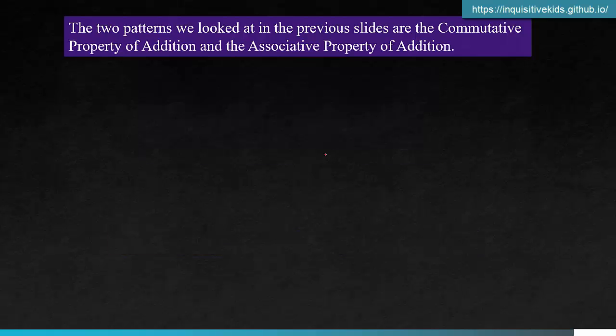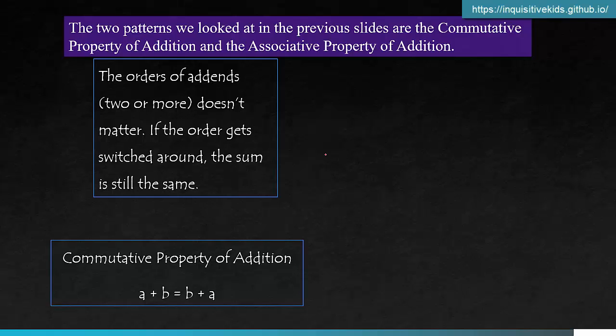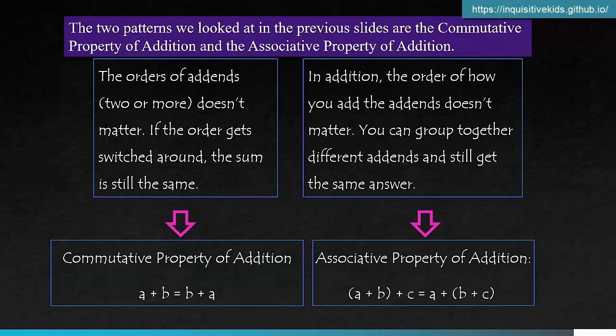The two patterns we looked at in the previous slides are the commutative property of addition and the associative property of addition. The order of addends doesn't matter. If the order gets switched around, the sum is still the same. That is the commutative property of addition. The associative property of addition is that no matter which order you add the addends, it doesn't matter. You can group together different addends and still get the same answer.